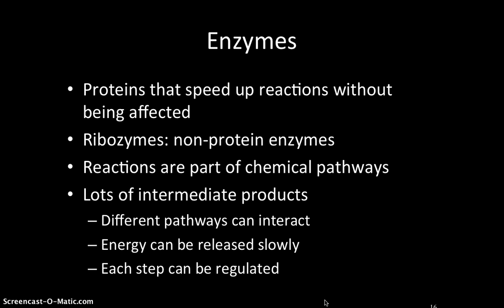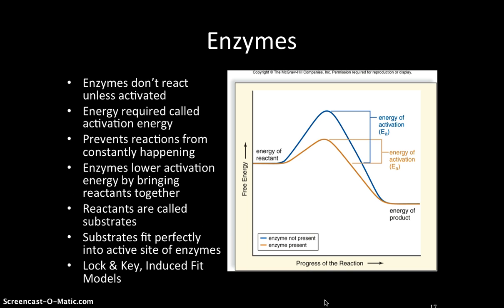We can also release energy slowly. If we are breaking down a starch molecule, with all the intermediates, we can release energy slowly instead of getting it all in one big burst. And we can also regulate each step, since each step requires a different enzyme. So we can regulate the pathway in many different locations.